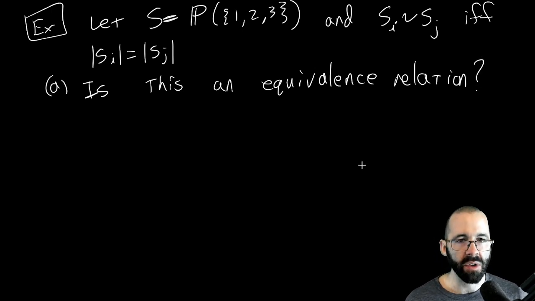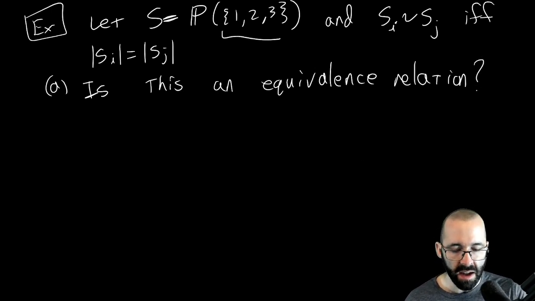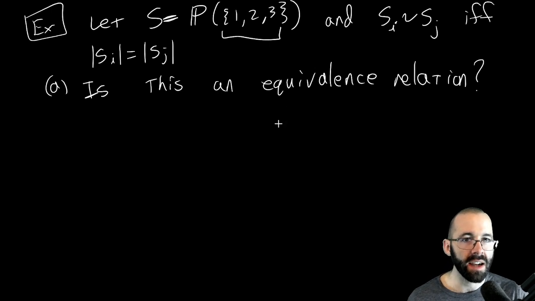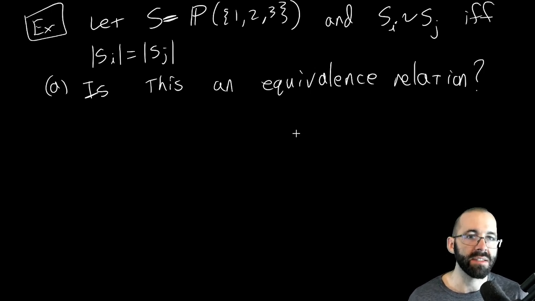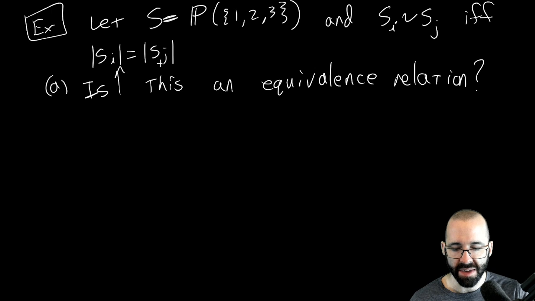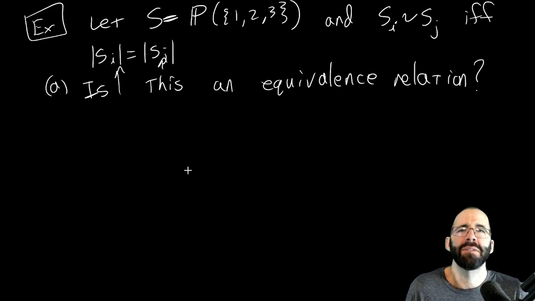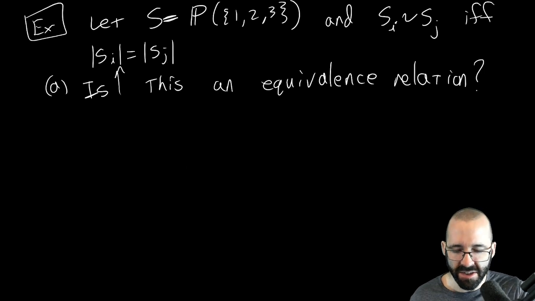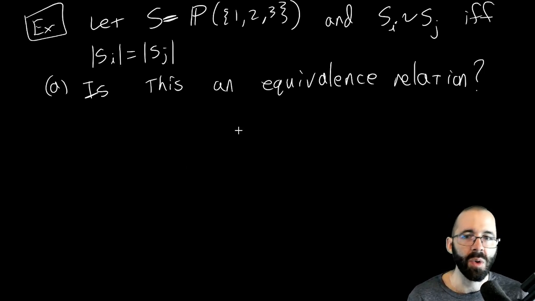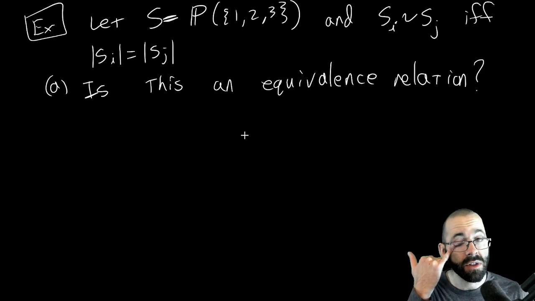So again, is everything related to itself? Yes, every subset here has the same size as itself. Every element in the power set, every subset of {1, 2, 3}, has the same size as itself. That size may be 0 in the case of the empty set, but yes, they do. Symmetry: if one subset has the same size as another subset, does that other subset have the same size as the first? Yes, of course. That's just equality. Equality is already symmetric. Equality is already an equivalence relation.